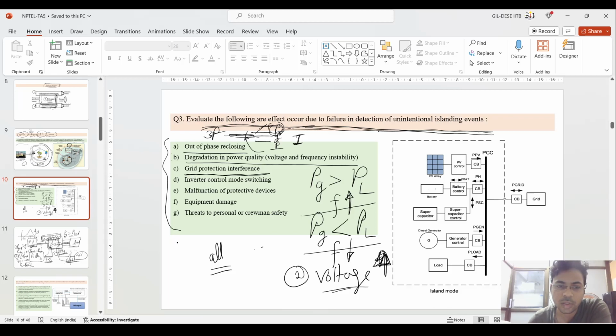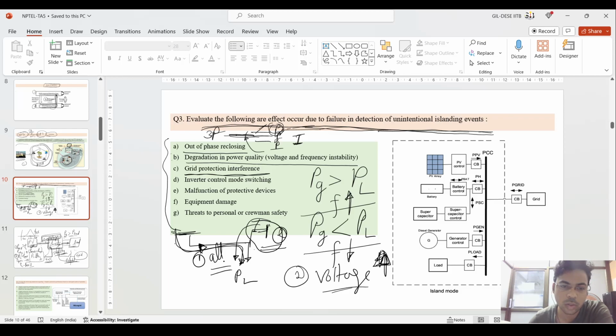Third is the grid protection interference. When there is a disconnection, suppose there are multiple utilities, and one load is connected to some other bus bar. Suppose a relay is connected at this location, and you have to supply from this microgrid to this load, and from here also it is coming to the load. So this is the grid. Suppose you disconnected this whole second part. So the whole amount of power will flow from this microgrid to the load.